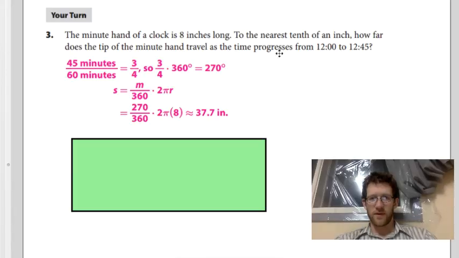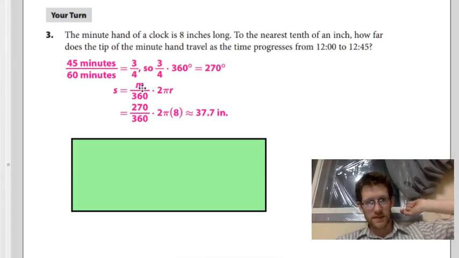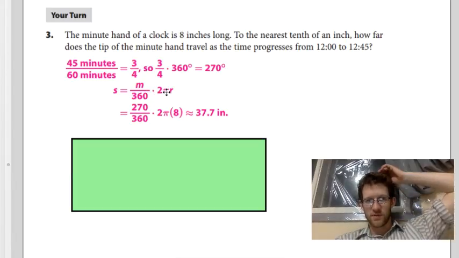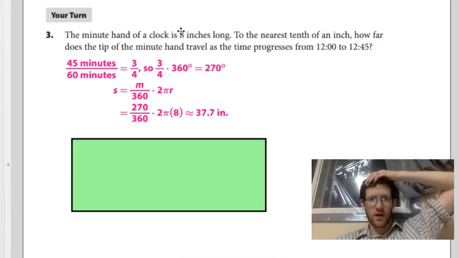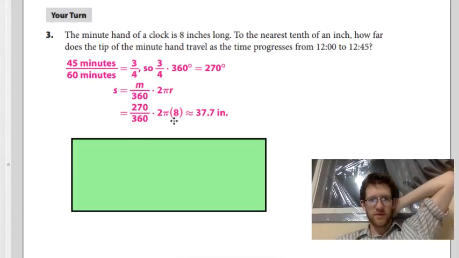So 45 minutes here as we're traveling around the clock is 75% or 3/4 of the way around, right? So we take our 3/4 and we multiply that by 2 times pi times r, where r is 8. So 3/4 of 2 times pi times 8.